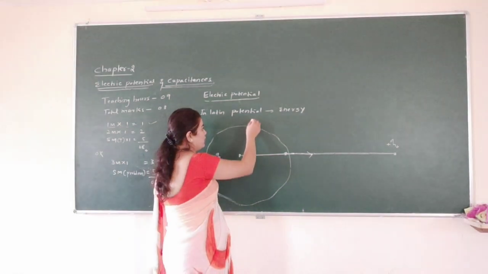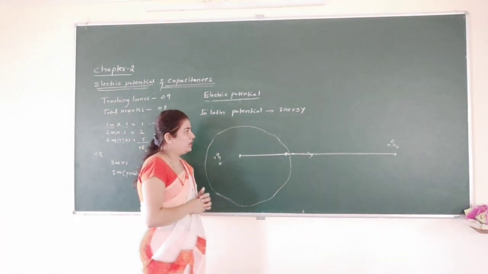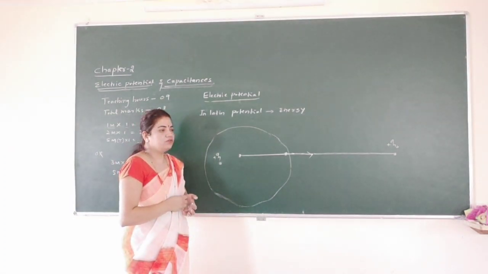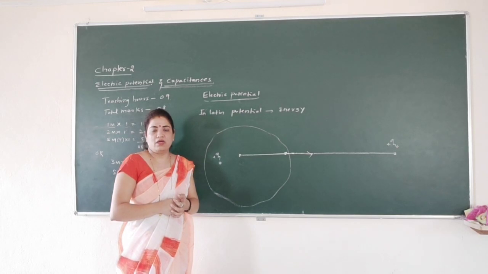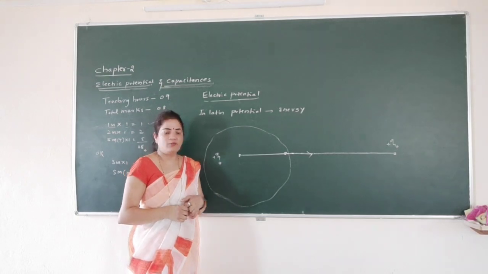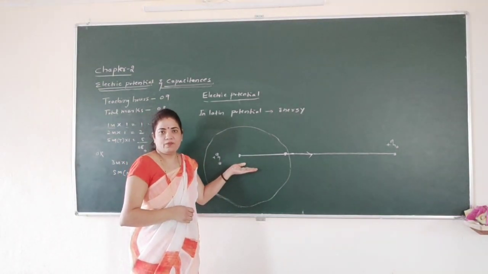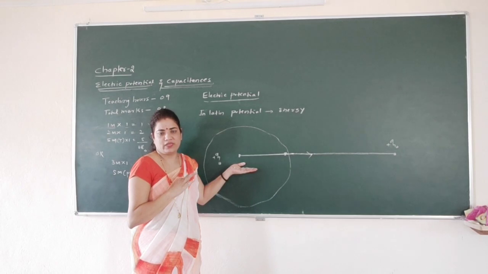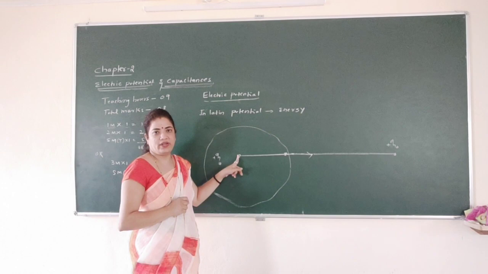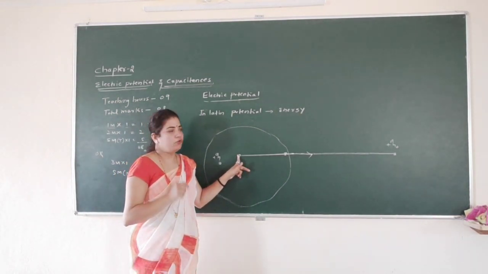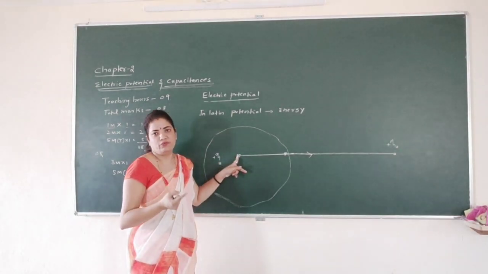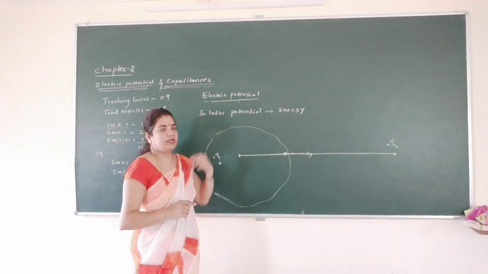So electric potential is nothing but what? Work done. Then how to define electric potential? Define means we should write the answer using the formula. So what are we doing here? We are bringing a test charge from infinity to one point in an electric field. To bring that test charge from infinity to this point, we have to do work. That work done is called electric potential.